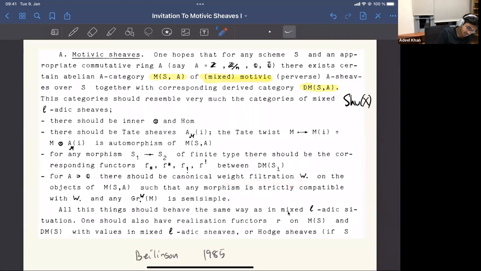And then we should have some kind of weight filtration here. So all these things should behave the same way as in the mixed l-adic situation, and then one should have realization functors from these categories to these l-adic ones, and to some kind of Hodge realization as well. In retrospect, it's not very surprising that this should exist, but it's also extremely ambitious, because if S is just Spec of K, we still don't know how to define that. So Beilinson is saying not only does he want it to exist just for Spec K, but it should exist over any scheme and have all these six functor formalisms, highly non-trivial stuff.